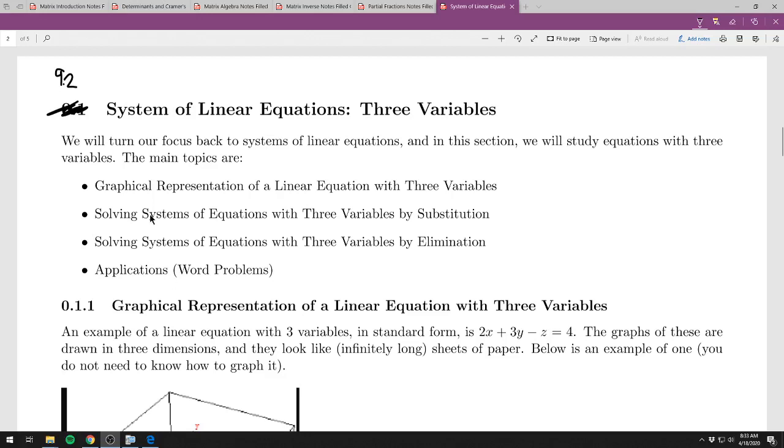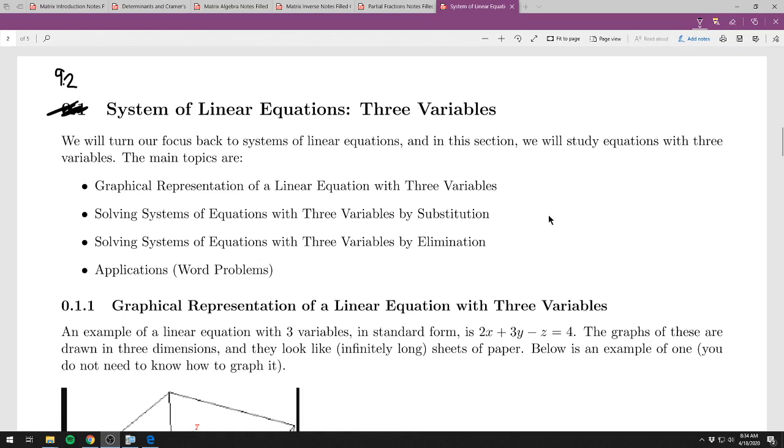In this video, we'll be going over section 9.2, systems of linear equations with three variables. And in this section, we'll just very briefly talk about the graphical representation. What we'll see is that it boils down to systems of linear equations with three variables having the same types of solutions. You'll have 0, 1, or infinitely many.